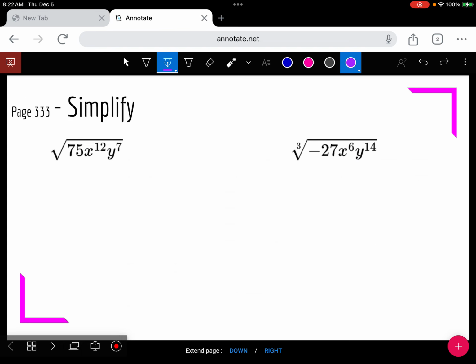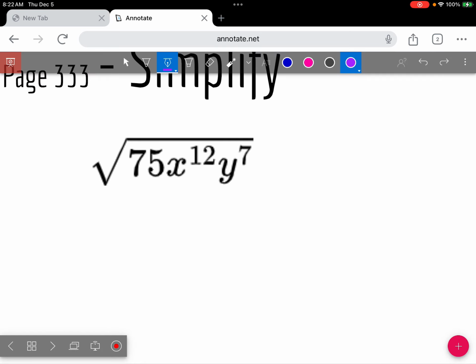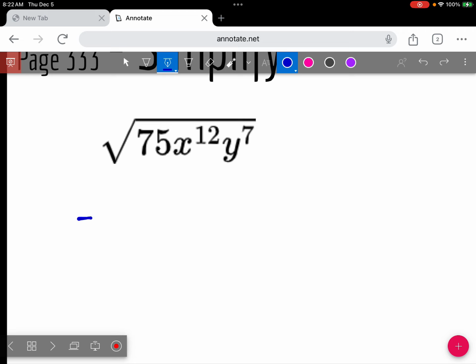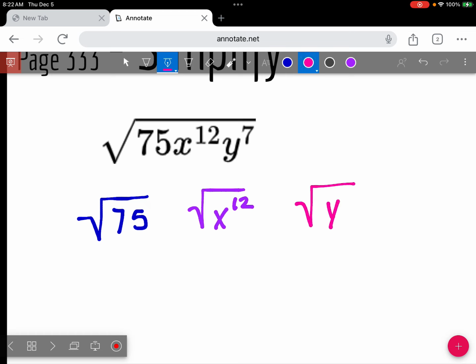So let's practice this. The left one is very much like things we've done before. It is a square root. I've got square root of 75, x to the 12th, y to the 7th. So this is when we use our product property. This is our square root, so our index is 2. We don't usually write something there, but we split this up: our square root of 75, our square root of x to the 12th, and our square root of y to the 7th.